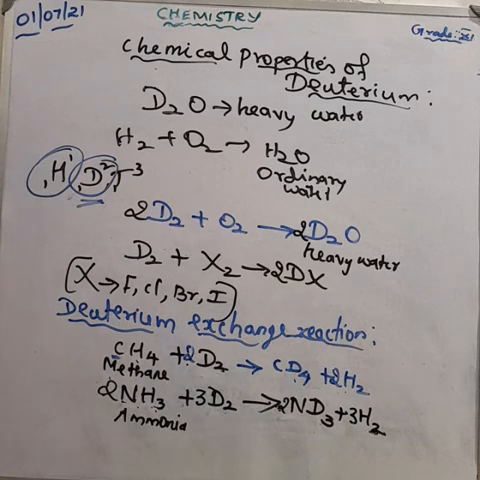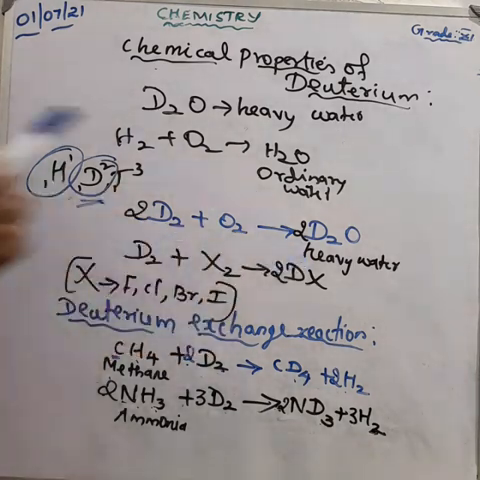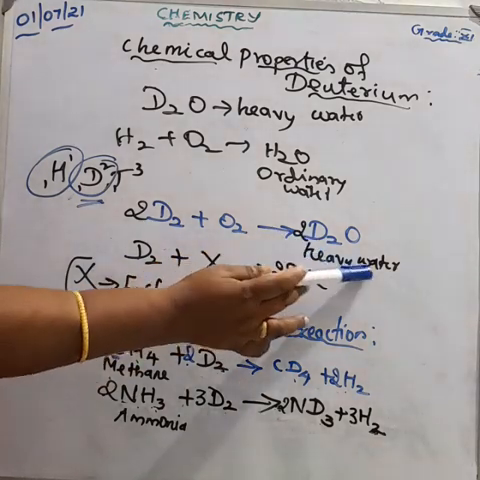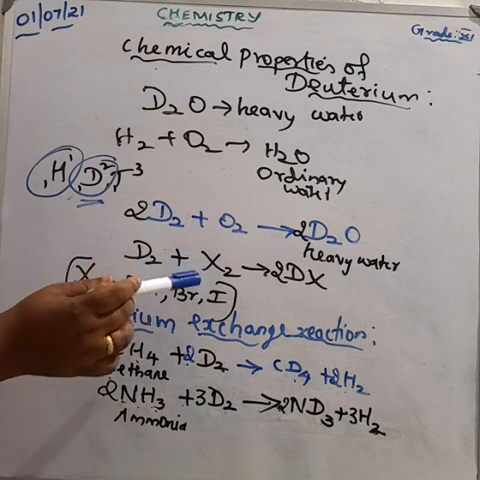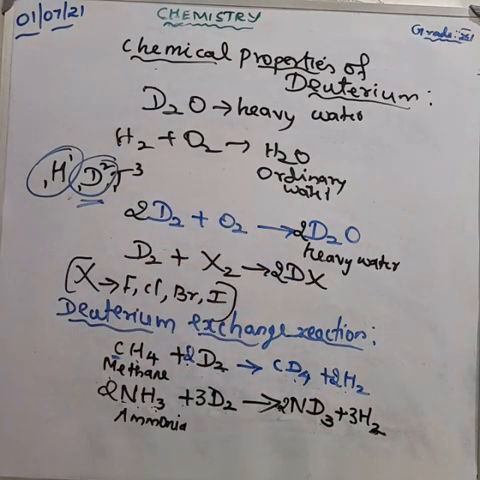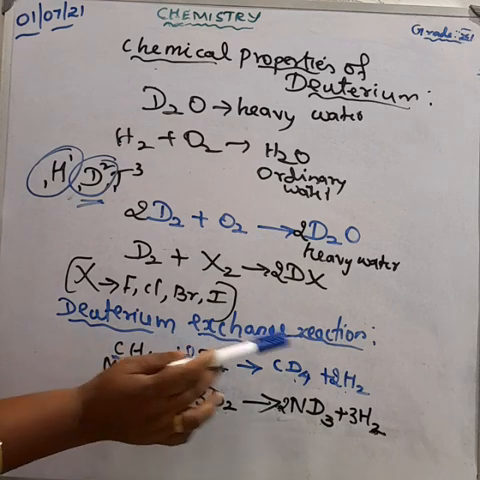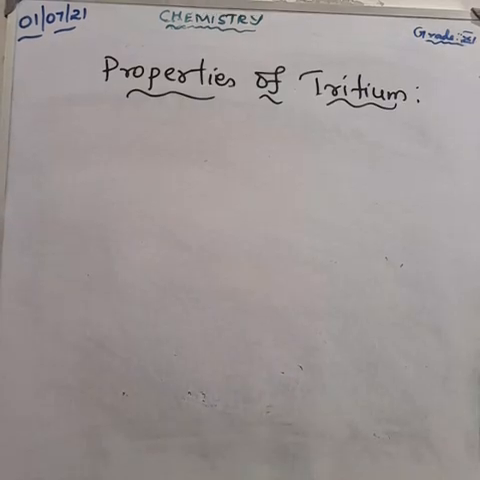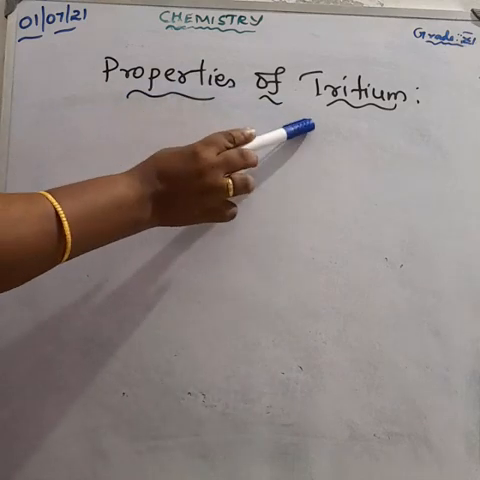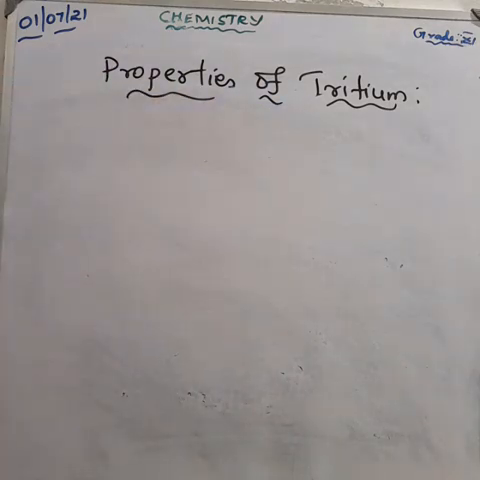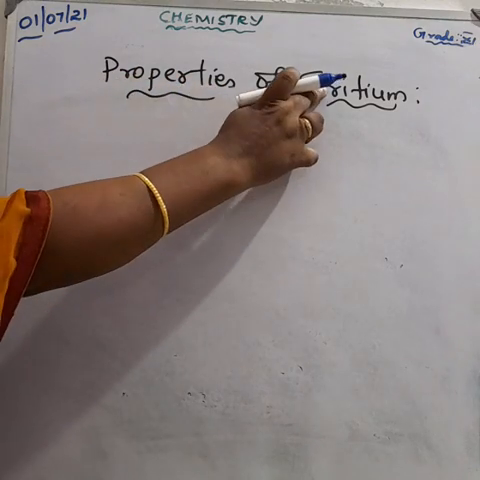These are the chemical properties of deuterium. What are they? First, when deuterium combines with oxygen it forms deuterium oxide, D2O, which we call heavy water. When deuterium combines with halogens it forms deuterium halide. Another important chemical property is that deuterium can exchange the hydrogen from compounds. Okay, students, then we are going to study the properties of tritium. We know tritium is one of the radioactive elements.